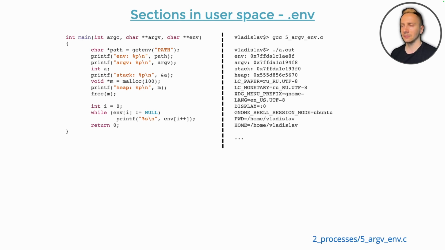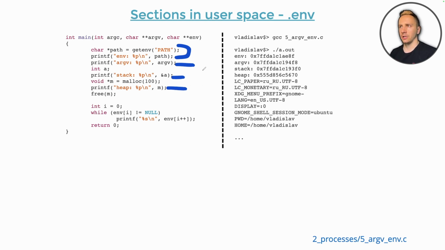what those sections mean. And the way to do it is just in your program, you can simply print addresses of variables from different sections. Like I print here the address of an environment variable, an address of the main arguments array, an address from the stack, and an address from the heap.